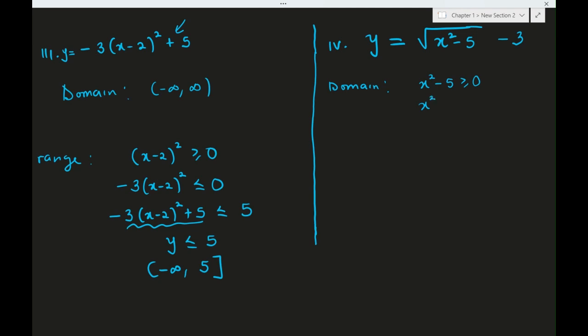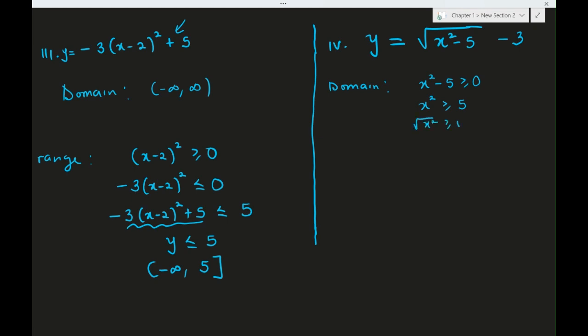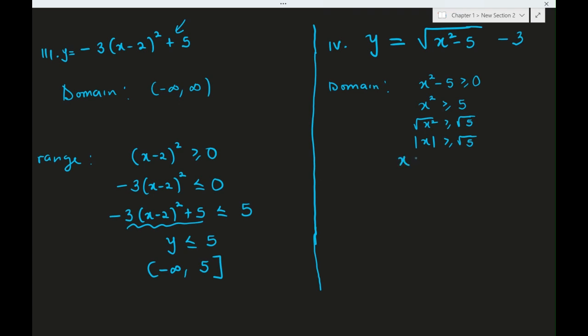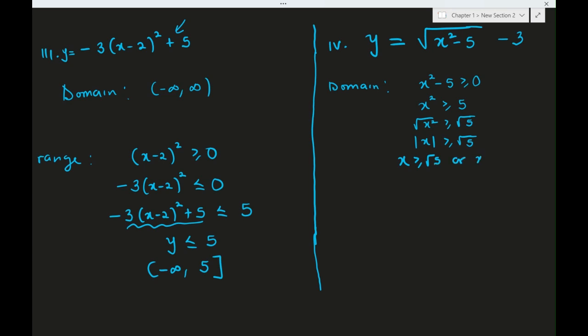Okay, now this means that x squared is going to be greater or equal to 5. And if you take the square root of both sides, you have root of 5. And this will be the absolute value of x is greater or equal to root 5. What does this mean? This means that x is greater or equal to root 5, or x is less than or equal to minus root of 5.